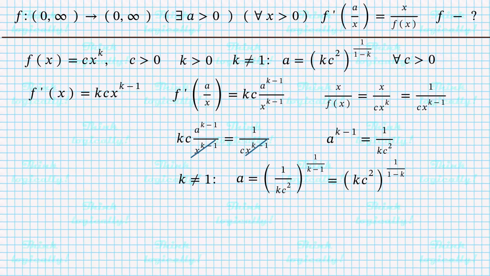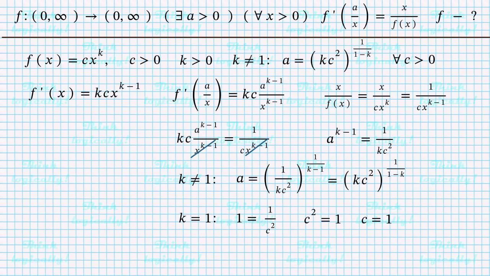And we need to consider the case k equals 1. Now the exponent of the left hand side is 0, so the left hand side turns into 1, while the right hand side is 1 over c squared. Now the equation is void of a, which means the condition will hold for any positive a. Here c squared must be 1, and since c is positive, it can be only 1.